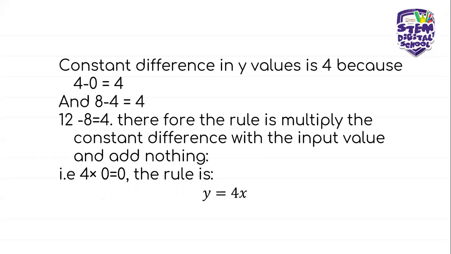So if x is 17, for instance, then you have to multiply 17 by 4, and then of course that will give you 68. So this goes for any value of the x value there.